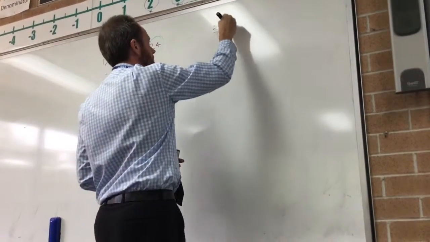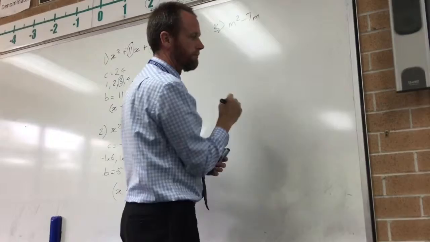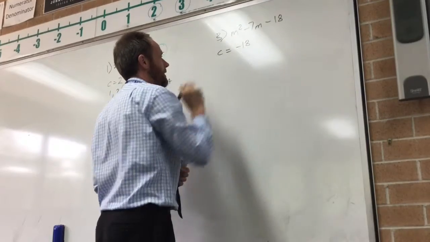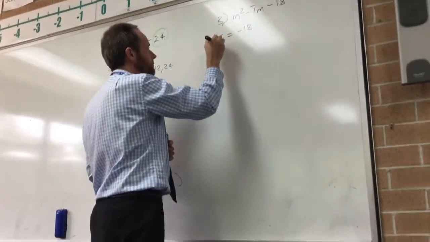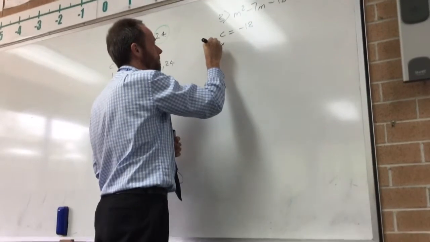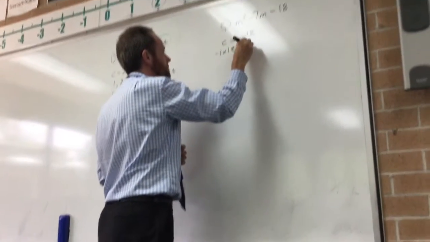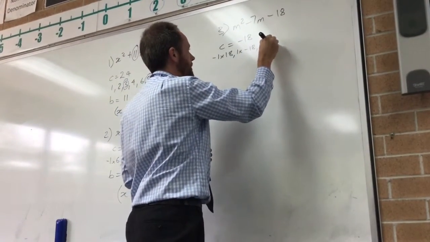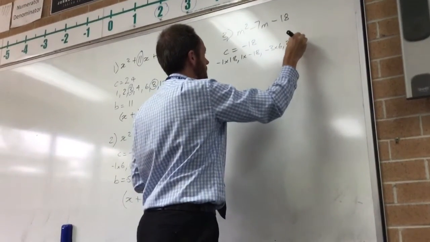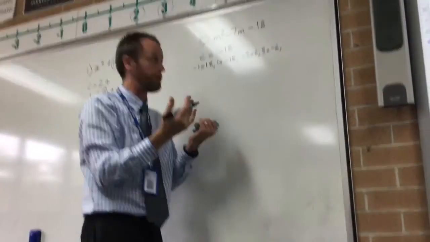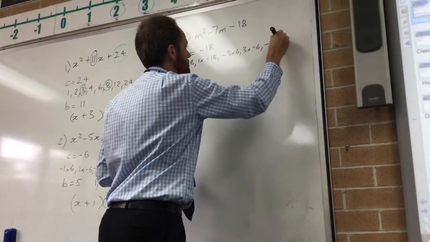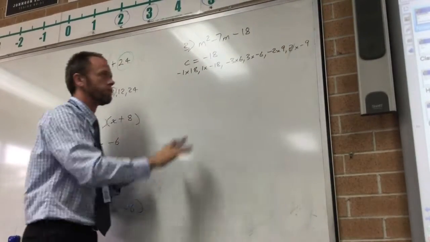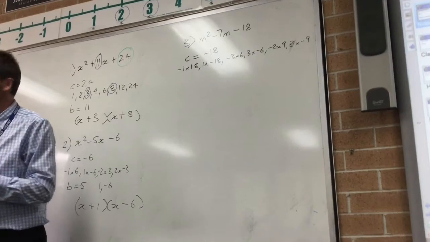Again, what's this one? M squared minus 7m minus 18. So my c is equal to minus 18. That could be minus 1 times 18, or 1 times minus 18. It could be, what else have we got? Minus 3 times 6, or 3 times minus 6. It could also be minus 2 times 9, or 2 times minus 9. Those are my factors, multiplying together.